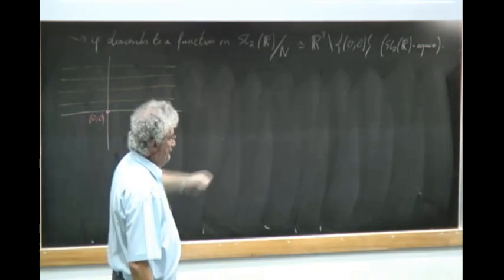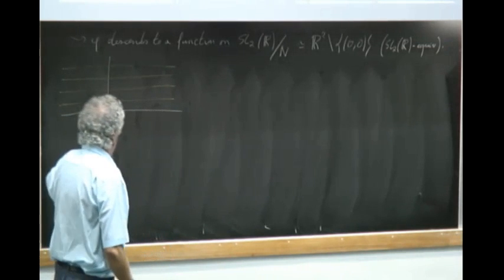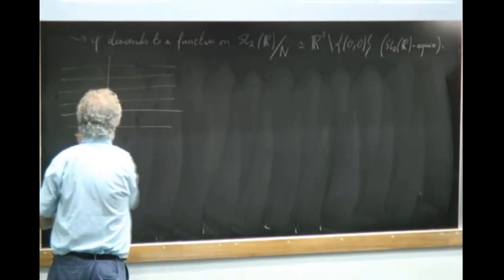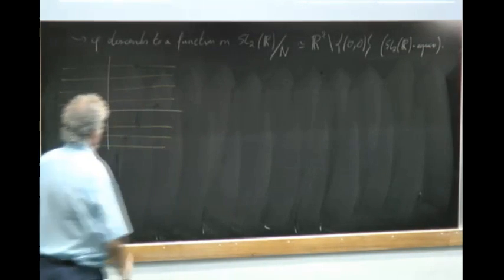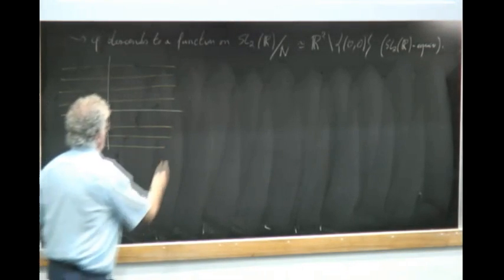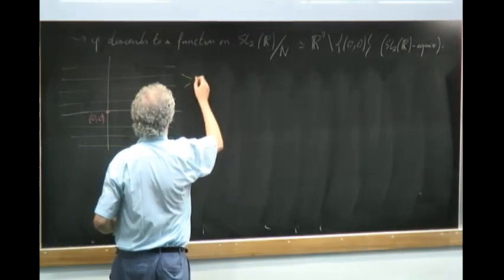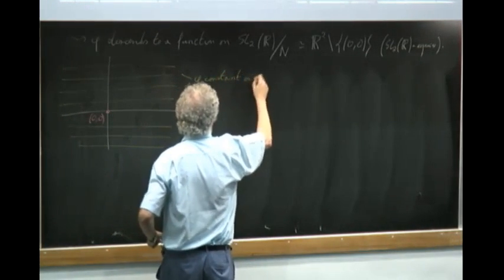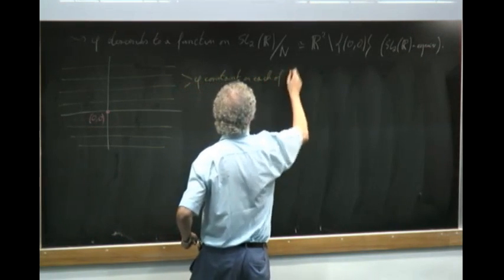And now left N invariant means that our function is constant on all of the horizontal lines. So phi is constant on each of these lines.